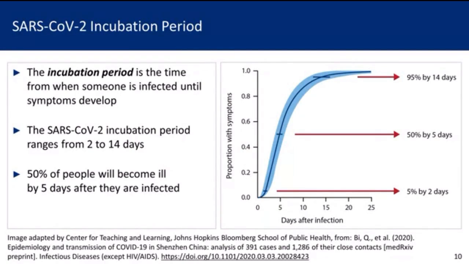And half of people infected will develop signs and symptoms within 5 days. So just 5 days after infection, half of everyone infected will develop signs and symptoms. By 14 days, 95% of all people who are infected will have developed signs or symptoms.